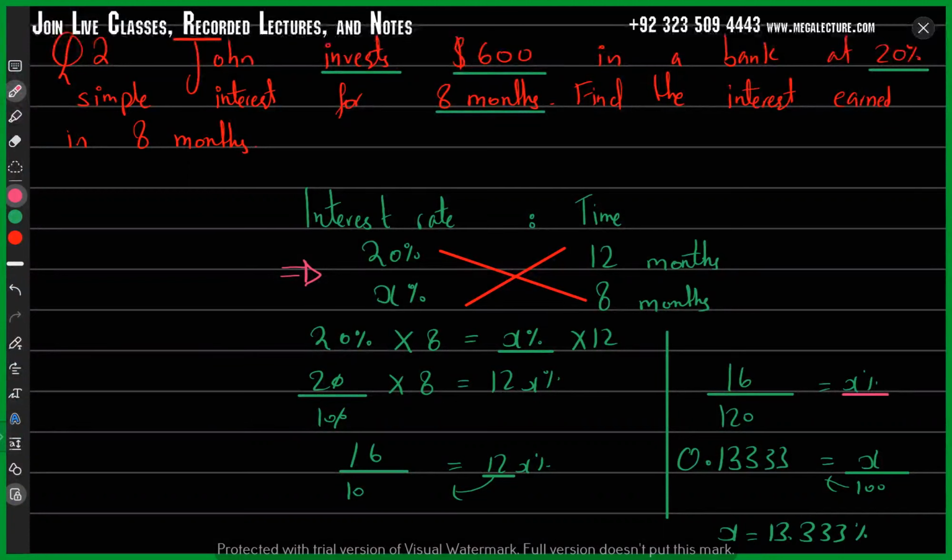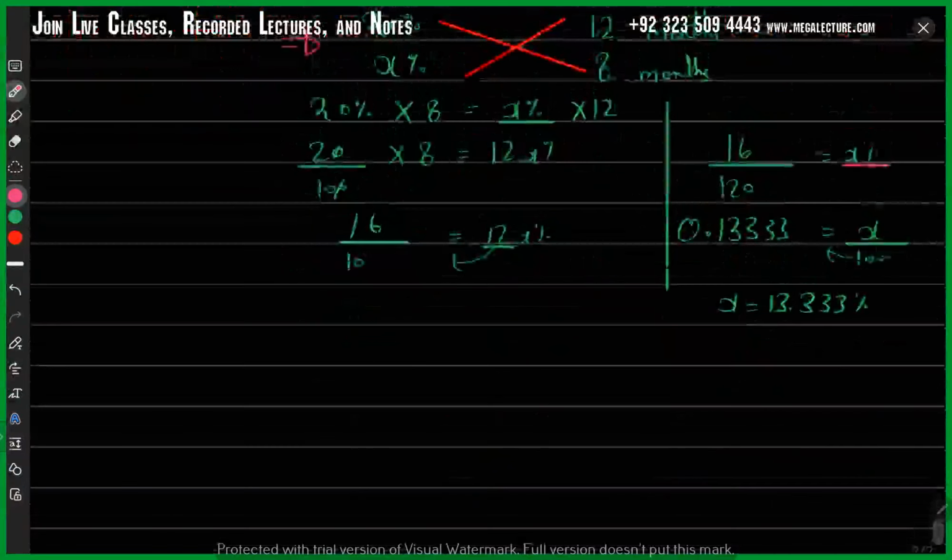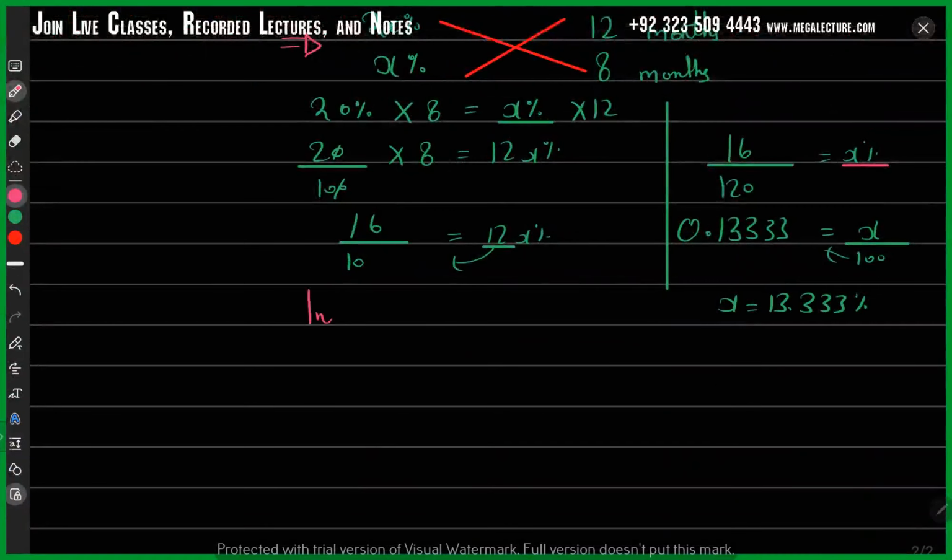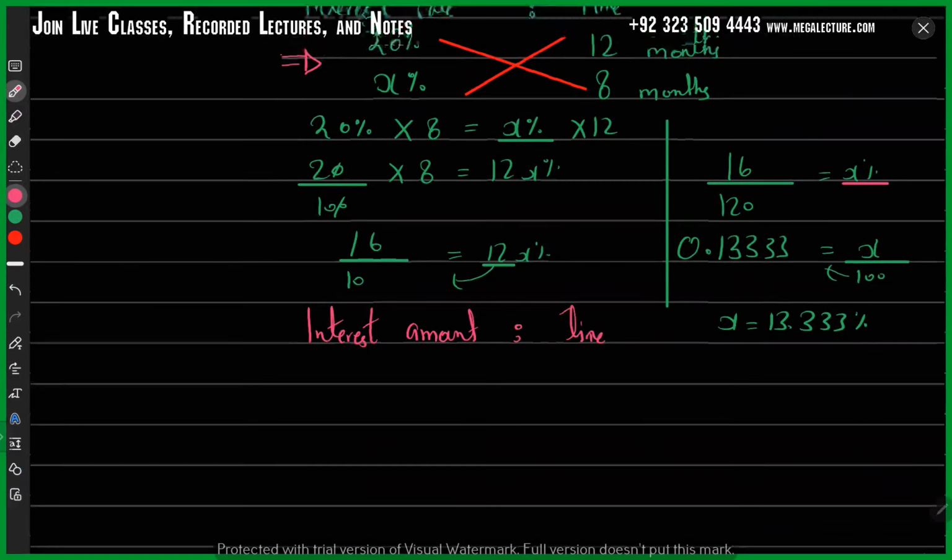Or it could be done this way as well. Here I've taken the ratio between interest rate and time. I could have done it with the interest amount and time ratio. First of all, my question is, what is going to be the interest amount after 12 months? Please tell me quickly. 20% of 600 is?